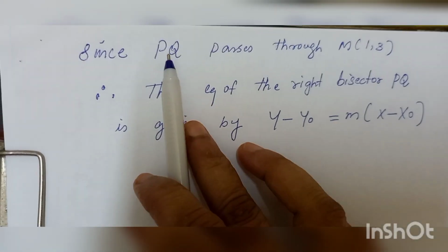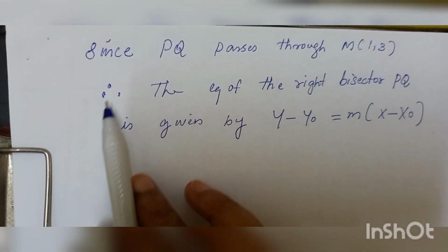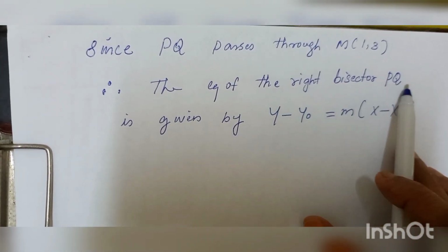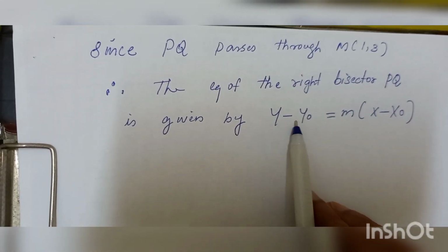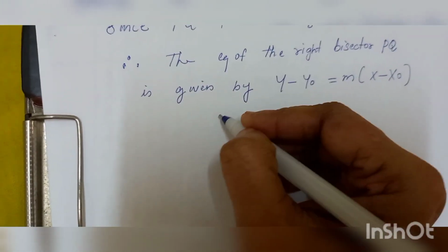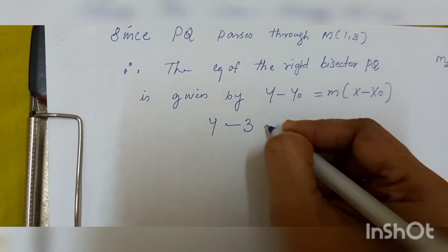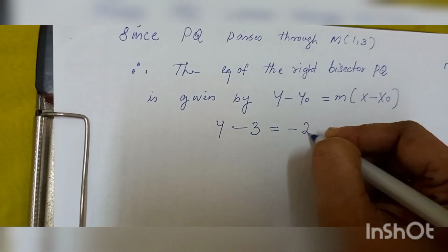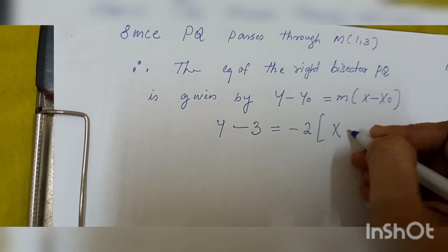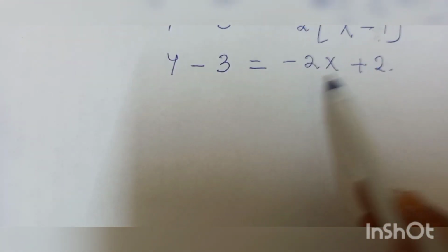Since PQ passes through M (1, 3), the equation of the right bisector PQ is given by y minus y naught is equal to M into x minus x naught. So y minus 3 is equal to -2 into x minus 1. Then we have to remove the bracket: -2 into x is -2x, and -2 into -1 we get +2.